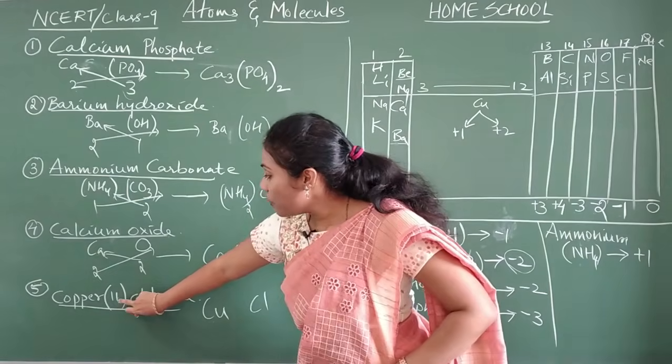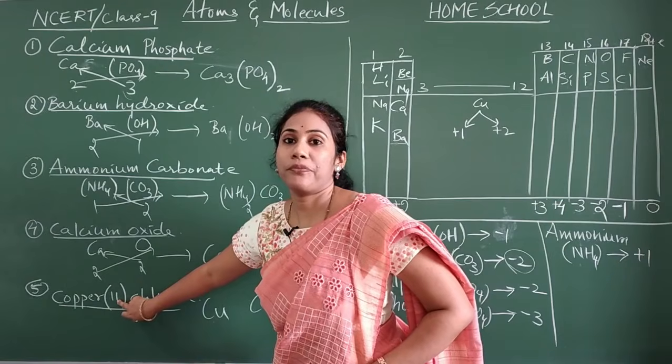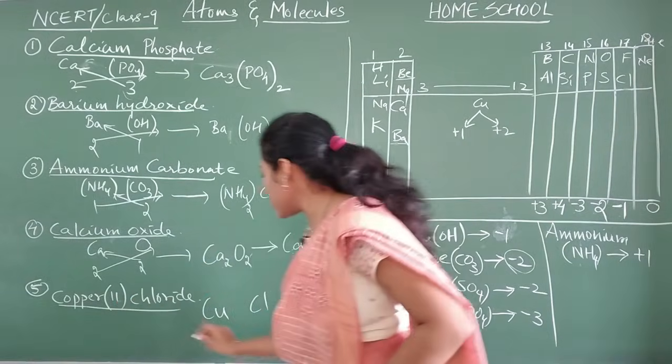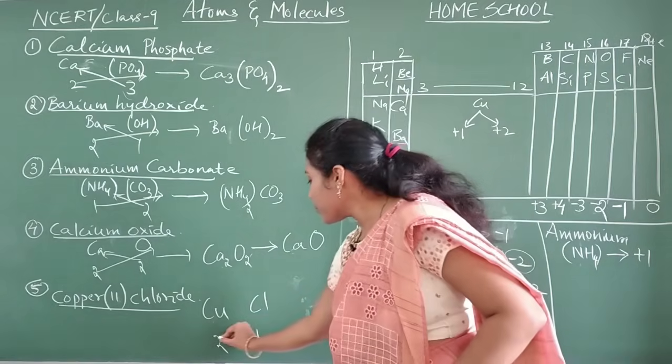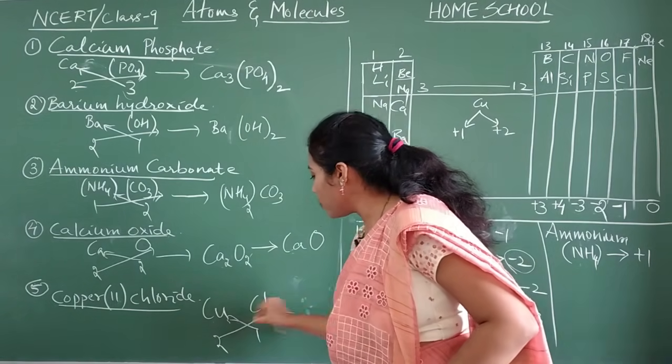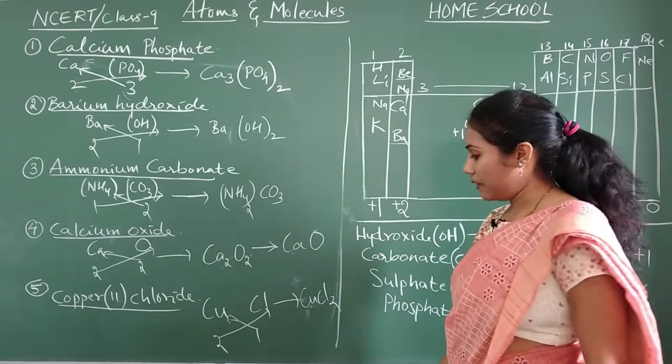So whatever the Roman numeral mentioned inside the bracket, it is the valency. What is this? 2. So what is the copper valency here? 2. Chlorine valency 1, isn't it? So this 2 comes here, this 1 goes here, and CuCl2 is the formula.